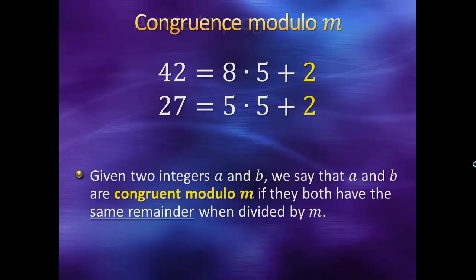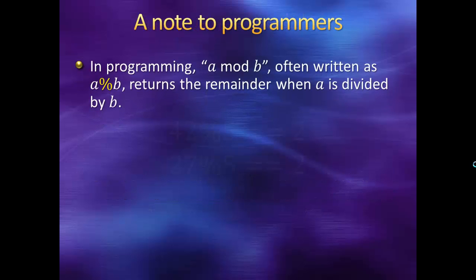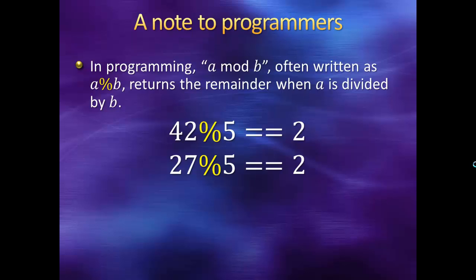By the way, as a side note to computer programmers, if you've done programming before, you may be familiar with a mod function, often represented with a percent sign, which returns the remainder when A is divided by B using Euclidean division. This is related to congruence modulo m, but it's a little bit different. While congruence modulo m is a relation, mod in computer science is an operator. This is a subtle difference that is important to notice.